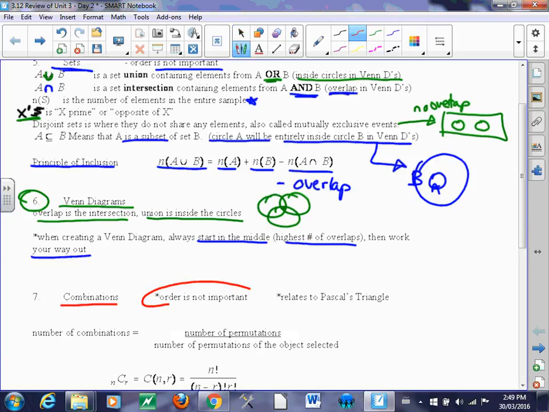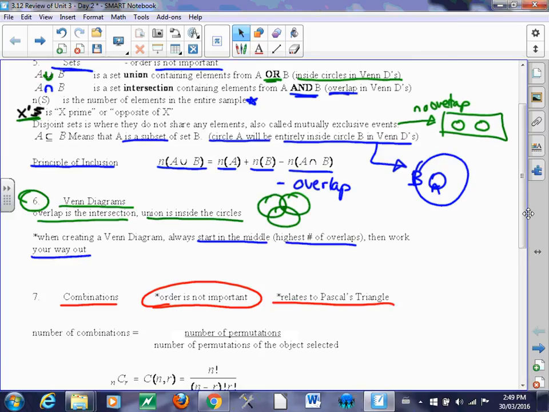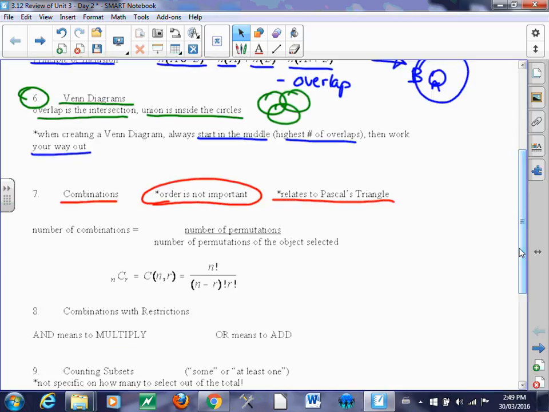The last major topic we took a look at in this unit was combinations. And we realized that order isn't important, so we just want to select 3 people as opposed to selecting a president first, a treasurer second, and a secretary third. This relates to Pascal's triangle, where order is not important. The number of combinations equals the number of permutations over the number of permutations of the objects selected. So we're using N choose R, and again use that button on your calculator.